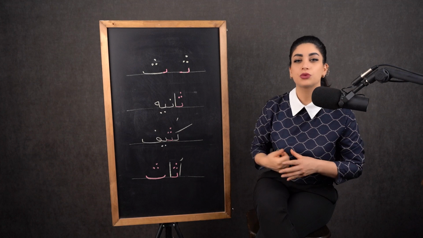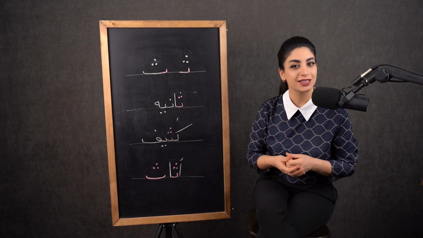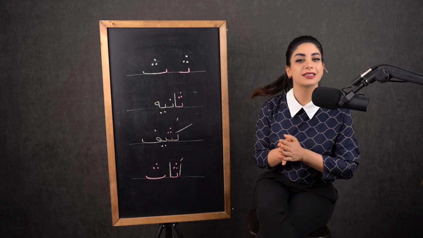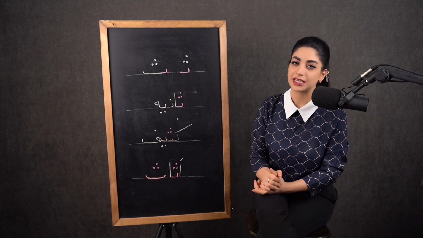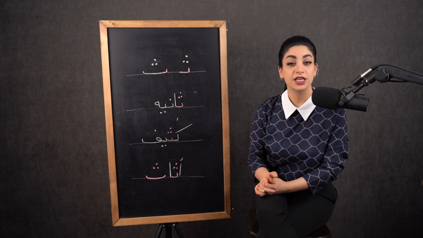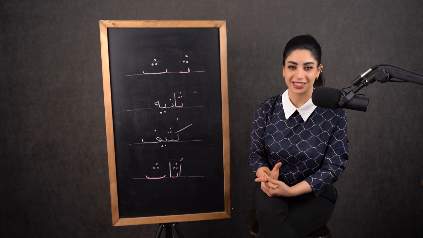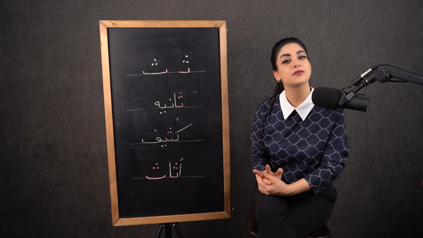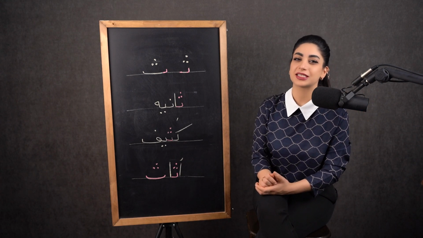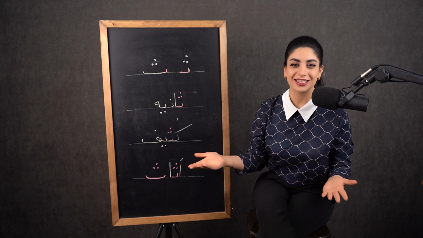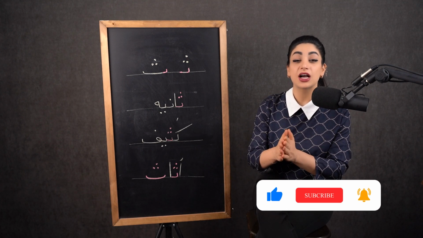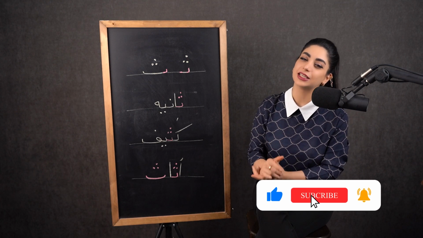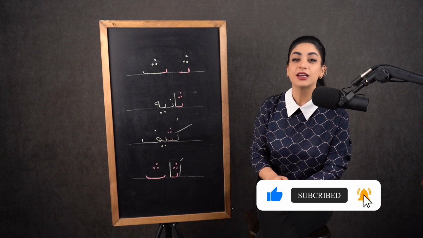Try to write each one of them just once in order to practice, and instead of saying second, we say ثانیه. Instead of saying dirty, we say کثیف. And instead of saying furniture, we say اساس. As easy as this.